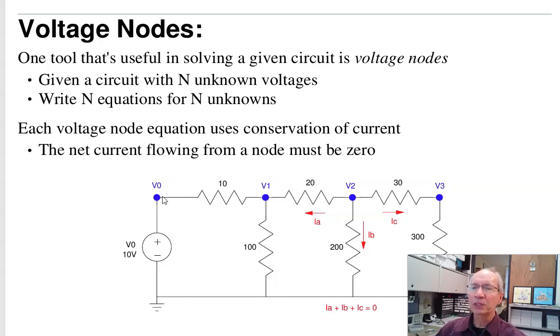The approach with voltage nodes is to first define your ground reference, define the voltages at each node, and then at each node, sum the currents to 0. So for example, at node B2, the current left, B2 minus B1 over 20, plus B2 over 200, plus B2 minus B3 over 30, has to add to 0.